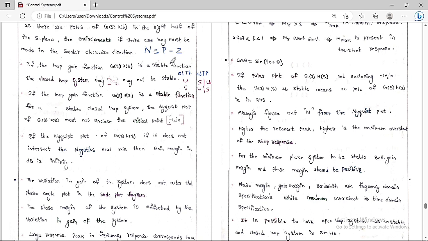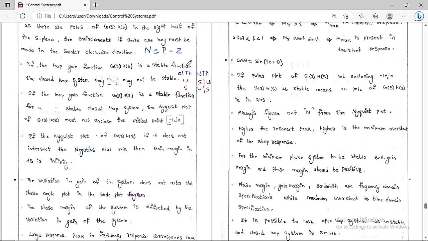So definitely we are going to get N equal to 0, which means there are no more encirclements at -1, j0 in the G(s)H(s) plane. So we can say if the open loop gain function G(s)H(s) is a stable function for a stable closed loop system, then the Nyquist plot of G(s)H(s) must not enclose the critical point -1, j0 in the G(s)H(s) plane.